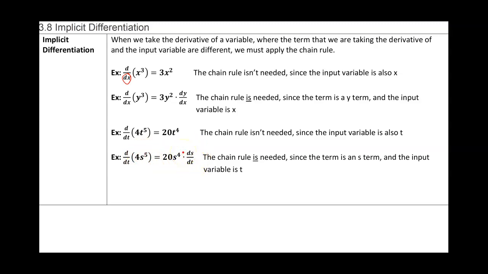Remember in the previous section when we take the derivative with respect to x of, for example, u to the second, then the 2 came down, we have 2u, but then we always had a u prime left over. And u prime is the same thing as saying du/dx. So the thing to remember for this section is anytime the input variable and the term are different, we're going to have this ds/dt or dy/dx at the end.